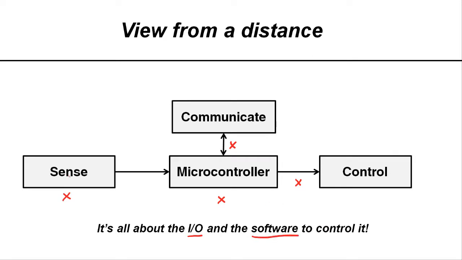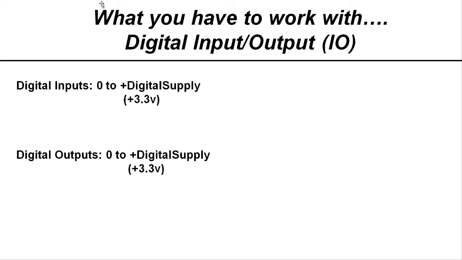Now, an important point about microcontrollers: it's all about the I/O and the software you write to control it. So you just have to understand your I/O, and then once you understand all your pieces, you can come up with a strategy to figure out how you're going to control this system. So what do you have to work with in a microcontroller? We're going to first talk about digital I/O.